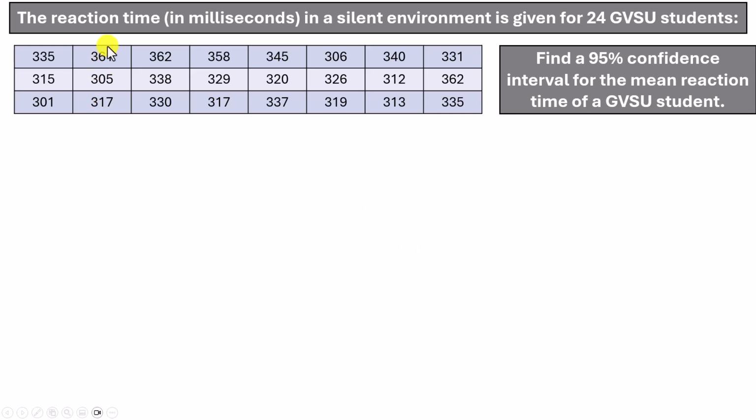It says the reaction time in milliseconds in a silent environment is given for 24 Grand Valley State University students. So I'm not sure exactly how they recorded the reaction time. Maybe you drop a yardstick and they're trying to stop it as soon as they can. But somehow we have timed how long it takes for 24 Grand Valley students to react to something, right? And we are asked to find a 95% confidence interval for the mean reaction time of a Grand Valley student.